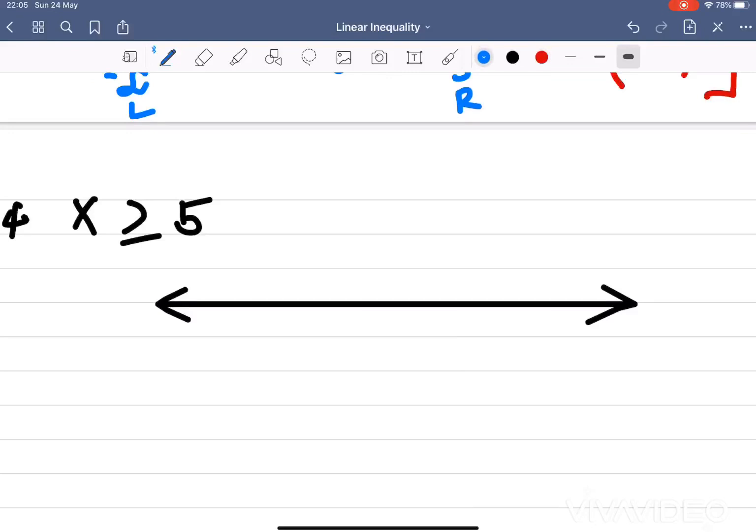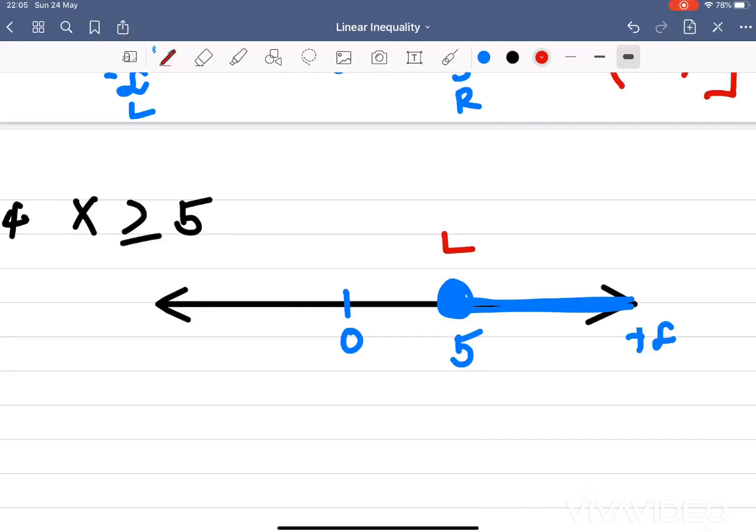So if this is our 0 here and this is our 5 here, x is equal to 5, meaning a closed circle again, or greater than 5. And since this is positive infinity here, we will shade that one. And how are we going to write that in interval notation?